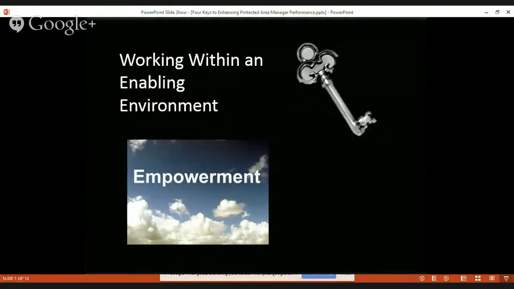Okay, so the last key is working within an enabling environment. And basically, this enabling environment is our organization that employs us. That organization, for us to really have our work go well, have enhanced performance, we have to be empowered.